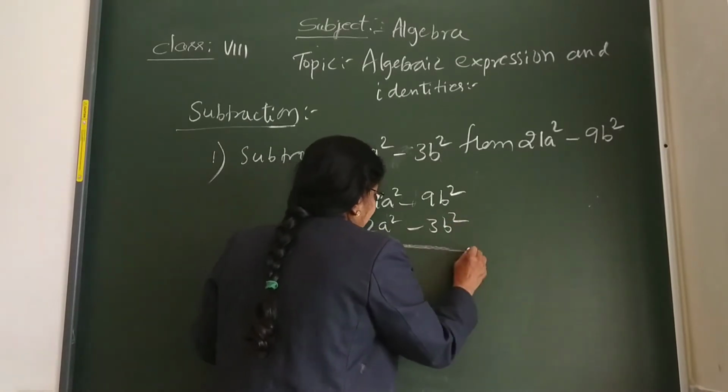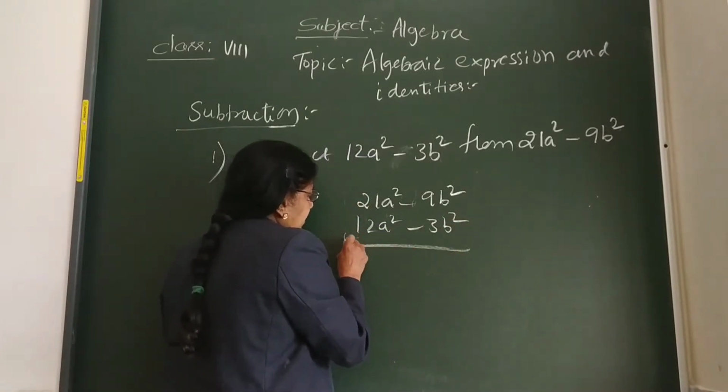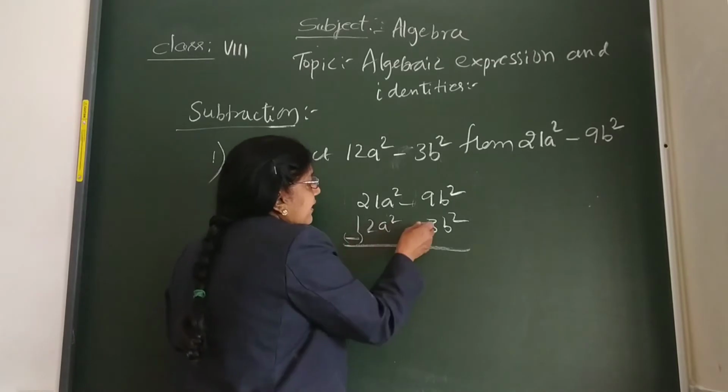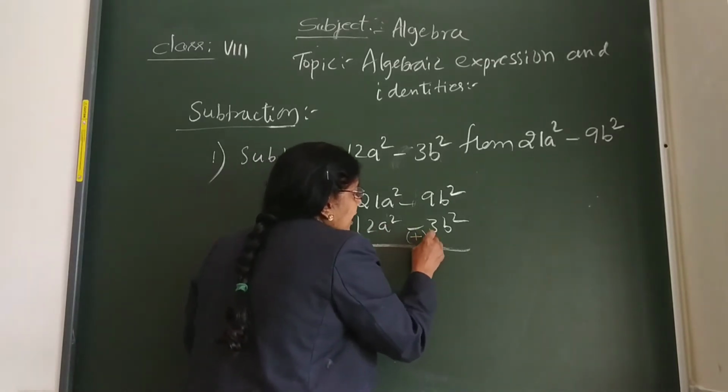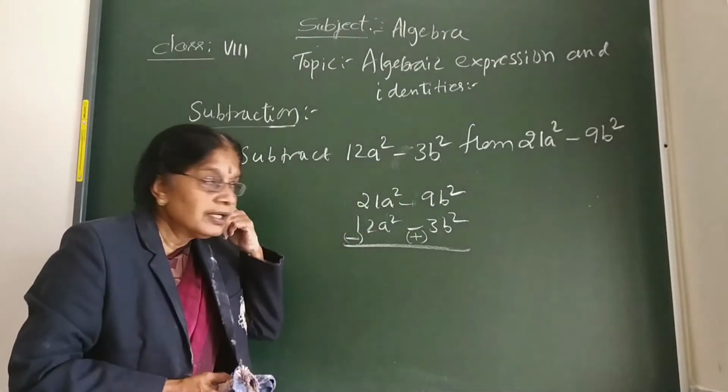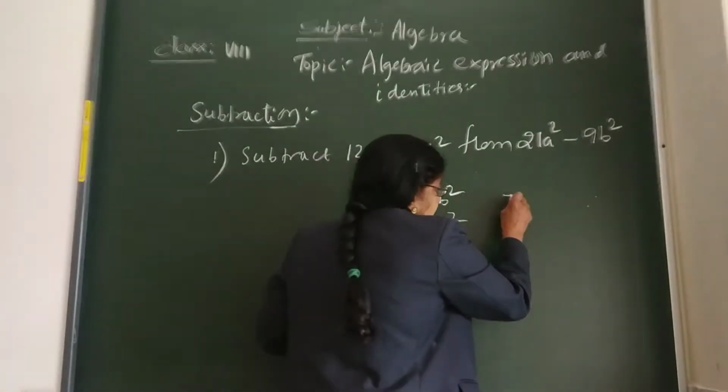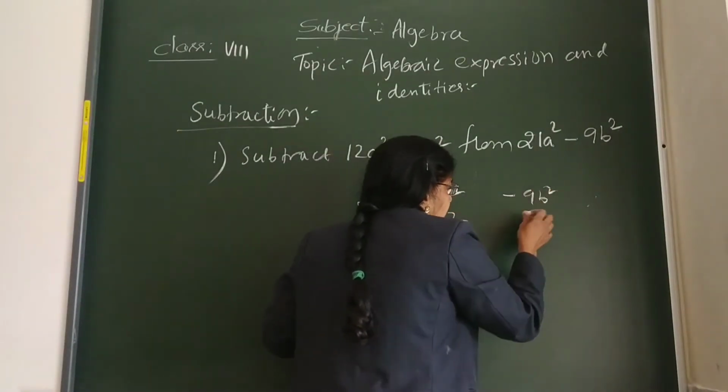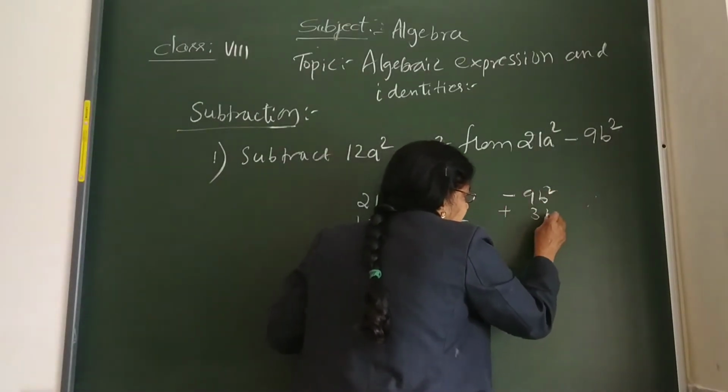Now we have to change the sign. This is plus, this will become minus. This is minus, this will become plus. Now you need to know what is here: minus 9b square plus 3b square.